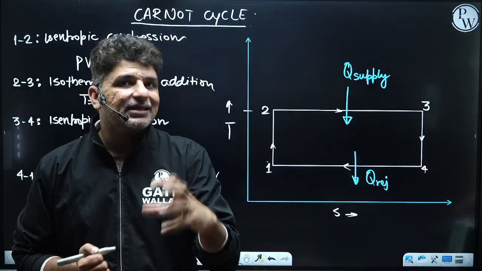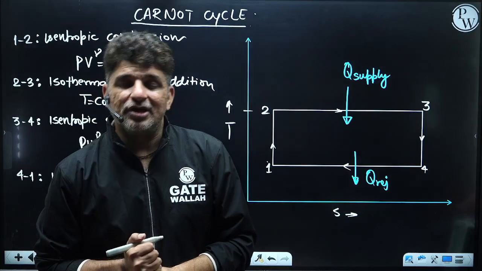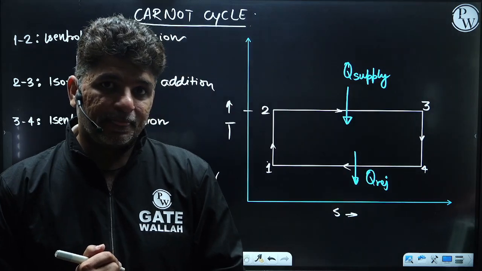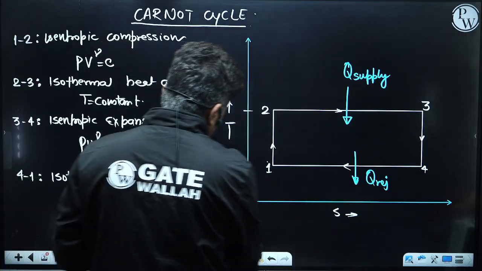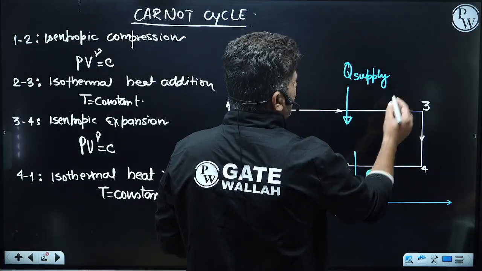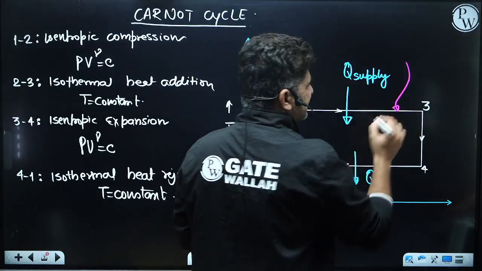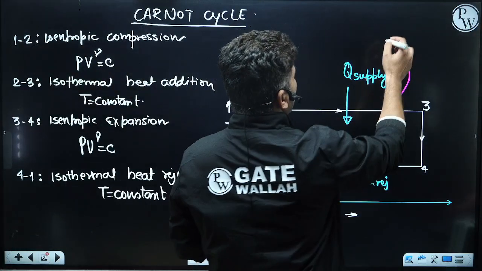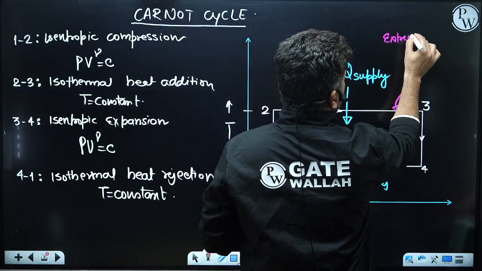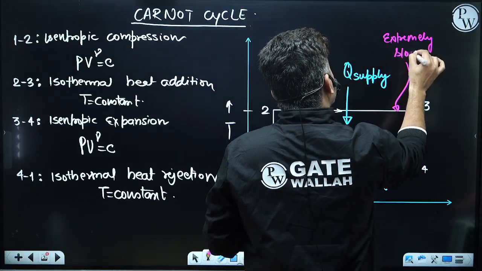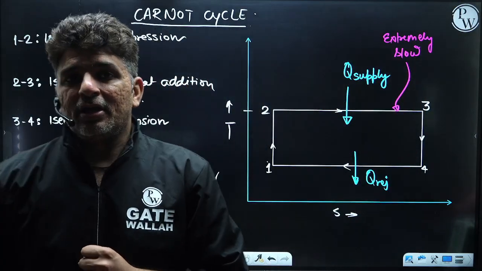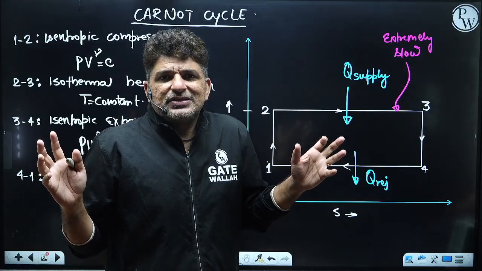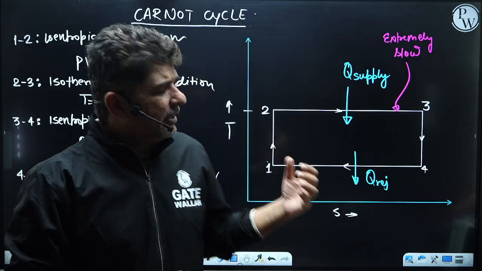We cannot design this cycle for practical applications because the processes 2 to 3 and 4 to 1 are isothermal processes. And we will see that isothermal processes are extremely slow when compared for gases. These processes, isothermal heat addition and isothermal heat rejection, for gases, are extremely slow. That means they take a lot of time. When you have to transfer heat from 2 to 3, it will take a lot of time. So when it takes a lot of time, can you wait for that heat transfer to happen?